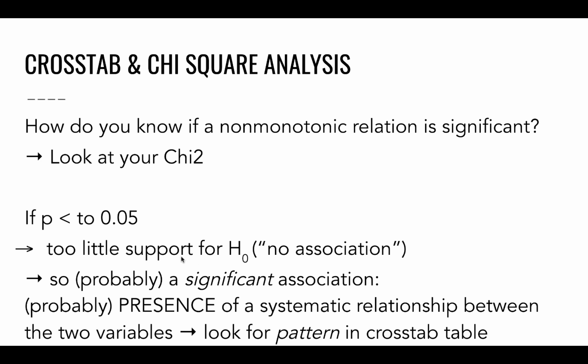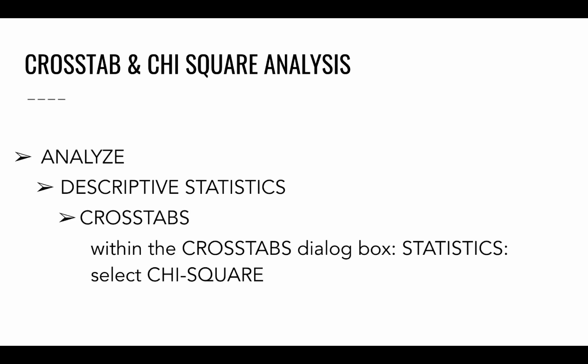To determine this, you need to look at your chi-square value. And your chi-square value, the other component of this analysis, comes with a p-value. If it is lower than 0.05, that means you have too little support for H null. So probably you could say that there is most likely a significant association or a systematic relationship between your two variables. And in that case, you can start looking for that pattern that we discussed. Again, that p-value is going to be the determining factor to find whether your non-monotonic relationship is significant or not. So let's do this in SPSS.